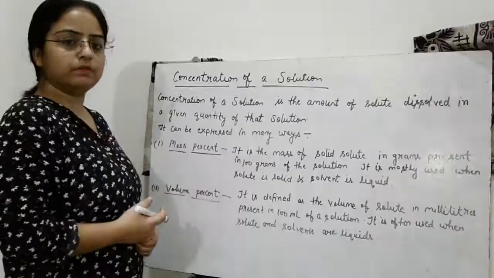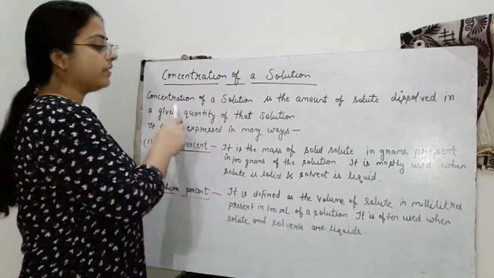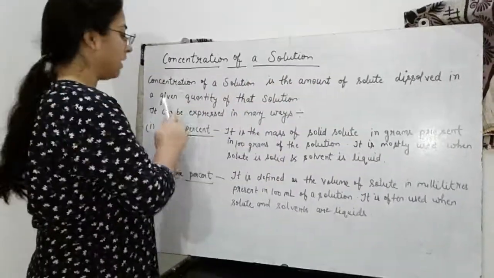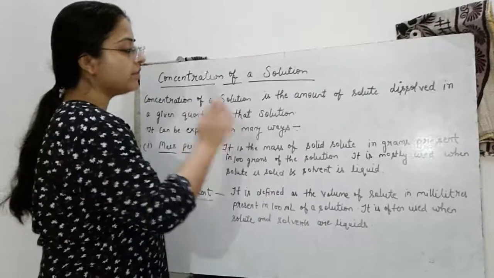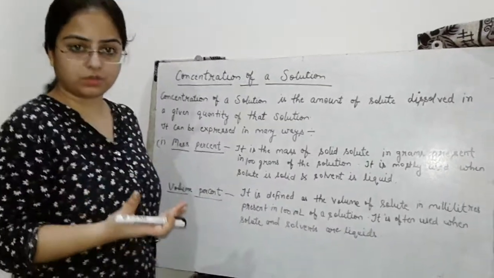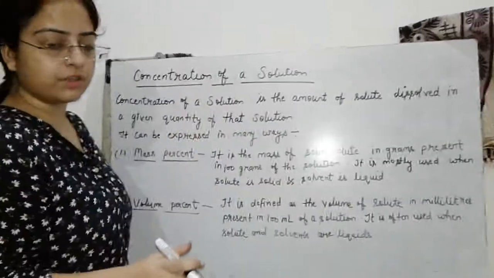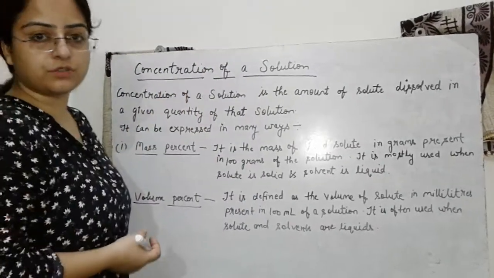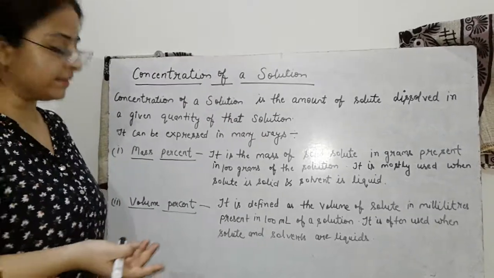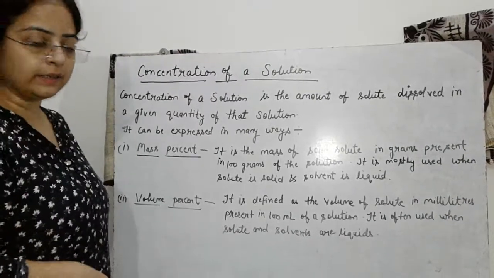Next topic is concentration of a solution. So the concentration of a solution is the amount of solute dissolved in a given quantity of that solution. Concentration of a solution means the amount of solute which is dissolved in a given quantity of that solution. Now, the concentration of a solution can be expressed in many ways. First is mass percent and second one is volume percent.